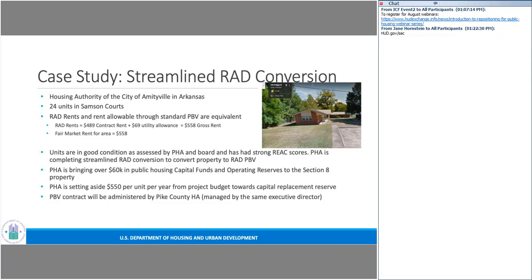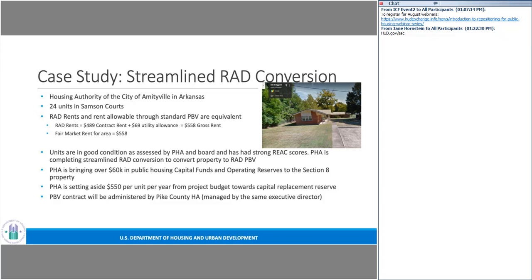So the key consideration for a PHA when thinking between RAD and Section 18 would be: would the rents available through Section 18 and subsequent project basing of the vouchers be better than what they can get at RAD? And in most cases, it actually is better, but not all. And so this PHA determined they're basically the same, and that it preferred to do RAD. The units are in good condition, as assessed by the Housing Authority and their board, and has had strong REAC scores, and so it's converting to a RAD project-based voucher contract.